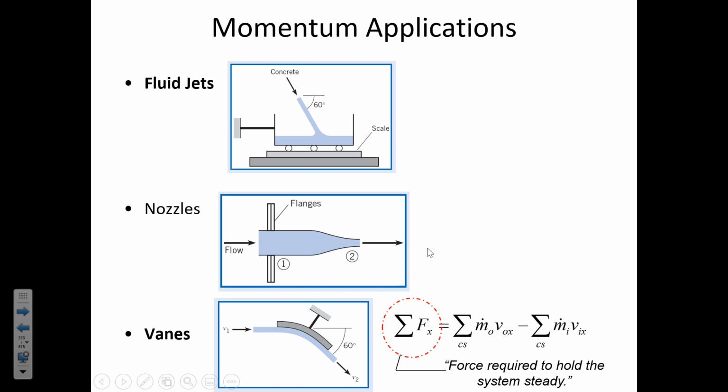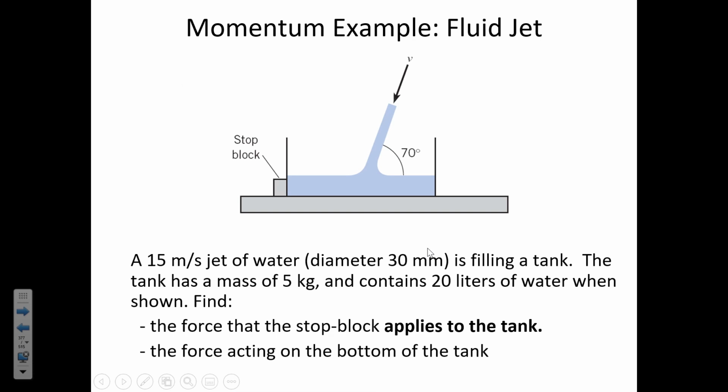So in the x direction, there's no flow out. There's only flow in. So if I write the momentum equation here, the sum of the forces in x, meaning the forces required to hold the system steady, is the sum of the mass flow rate out, velocity out in x, minus the sum of the mass flow rate in, velocity in x.